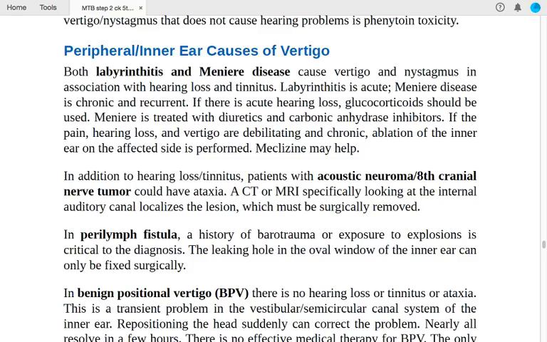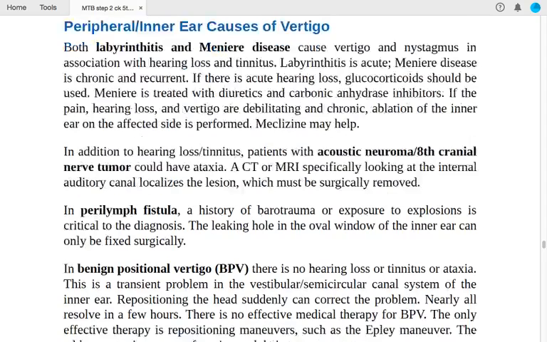Now, in addition to hearing loss and tinnitus, a patient with acoustic neuroma, that is a cranial nerve tumor, could have ataxia. So it's not like that. Those patients could have ataxia also. Now, a CT or MRI specifically looking at the internal auditory canal localizes the lesion, which must be surgically removed, right? So, if you have seen in CT or MRI that there is some abnormality, then definitely you have to surgically remove that.